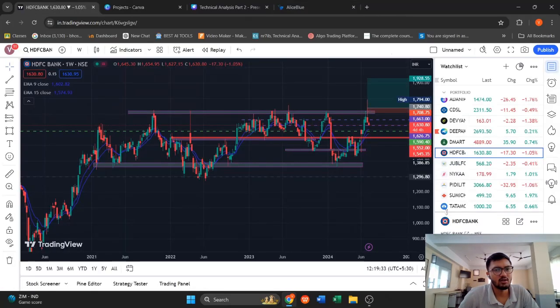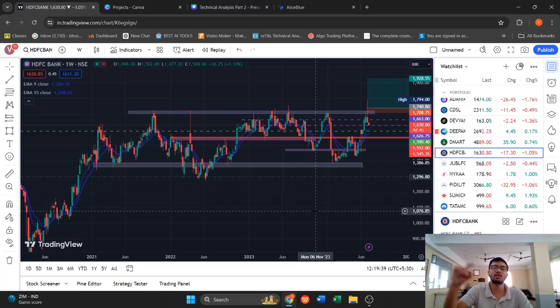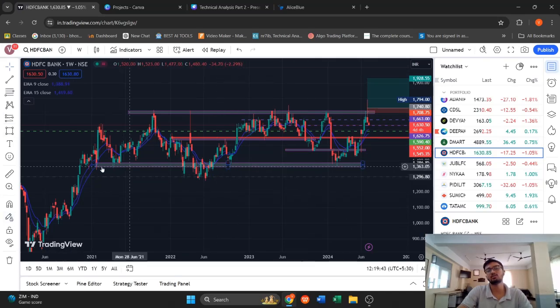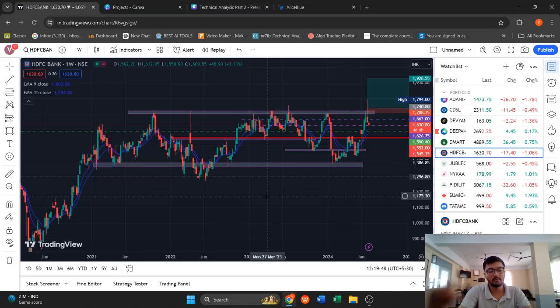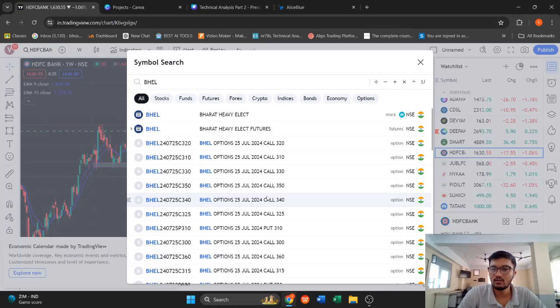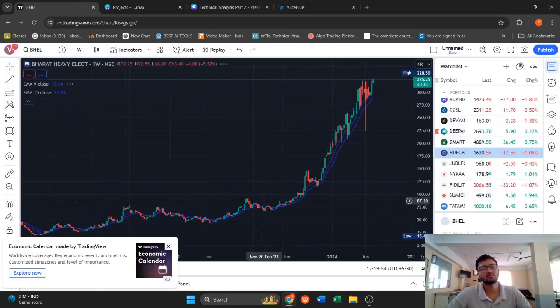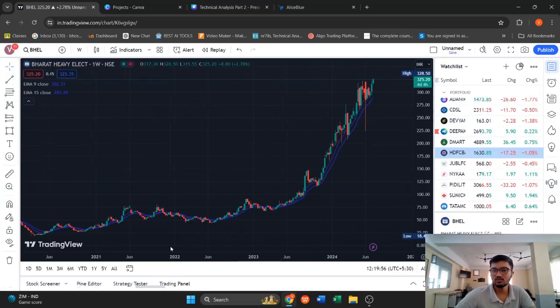Actually, I forgot to show you something. Support and resistance can be dynamic as well. Here I'm marking the support and resistance horizontally. Now it can be diagonal. Let's look at the example of BHEL. Look at the stock.